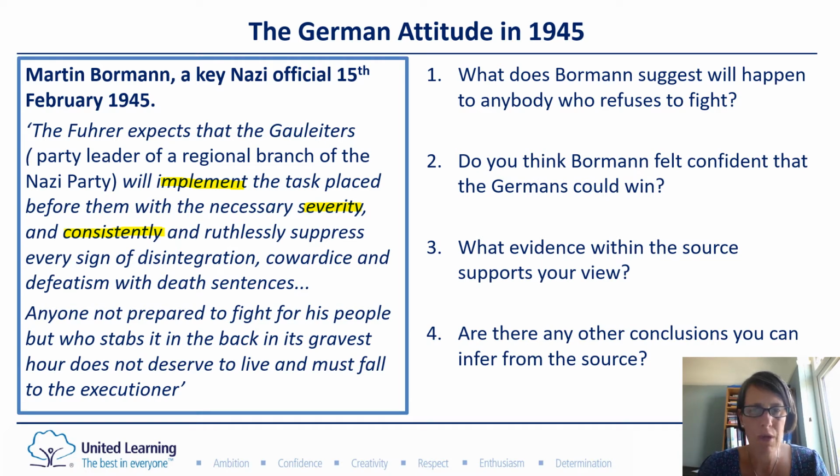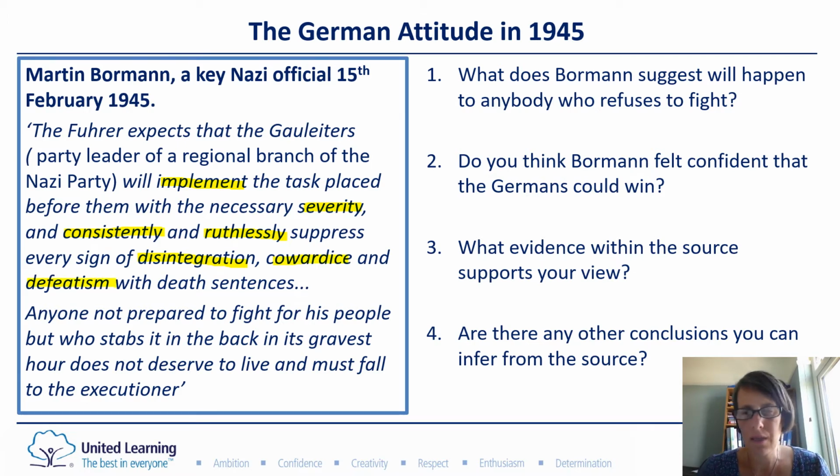To be ruthless means to have no pity. So you're not going to listen to anybody's sob story or any reason, any excuses. You're just going to get them if they do the wrong thing. And what the wrong thing is, is this: disintegration, cowardice, and defeatism.